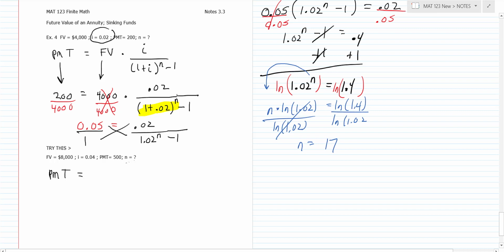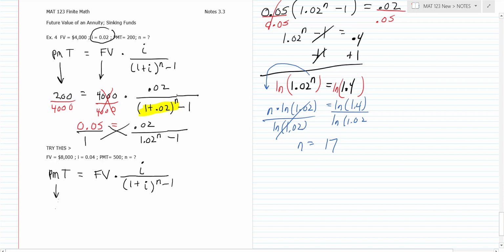And it's algebra is what I'm doing. So start by writing down the formula. For a sinking fund, it's payment equals FV times i over (1 plus i)^n minus 1. Okay, and we're going to just plug everything in. We're finding n, but this is the most difficult kind of problem because n is an exponent, so you have to involve logarithms. Okay, plug everything in.